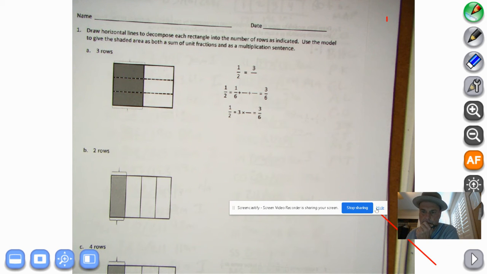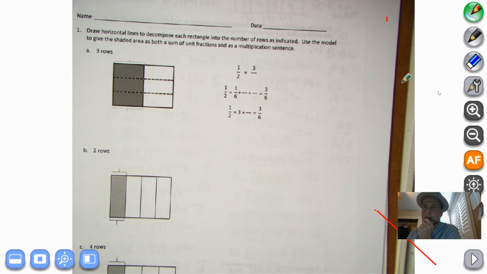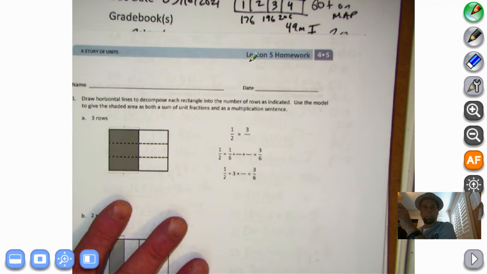I'm going to get rid of that. Where are you? Huh. Well, try to get rid of it. Let's see what happens now. There we go. And I'll erase that. Erase. Thank you.